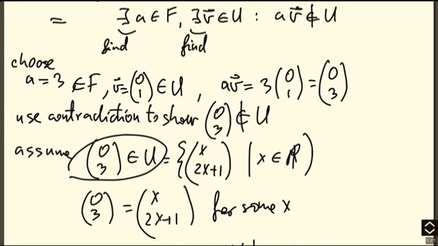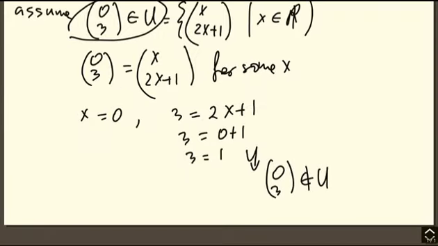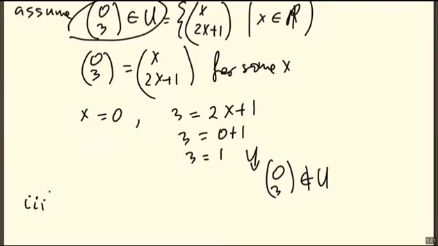So with this, we found a scalar A and a vector V from U such that A times V wasn't in U. That means we showed that condition 3 fails. That means U is not a subspace.